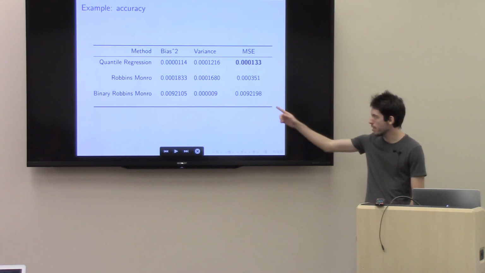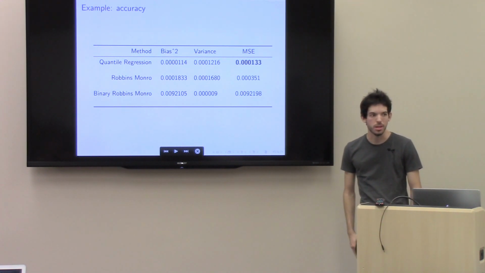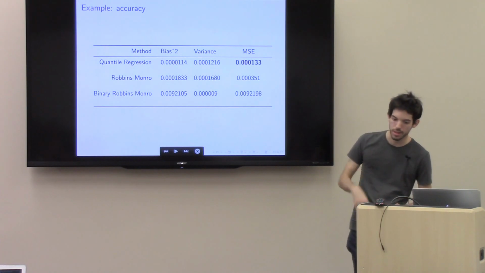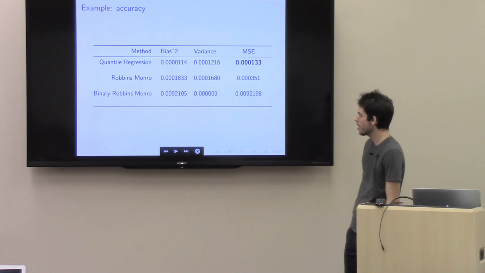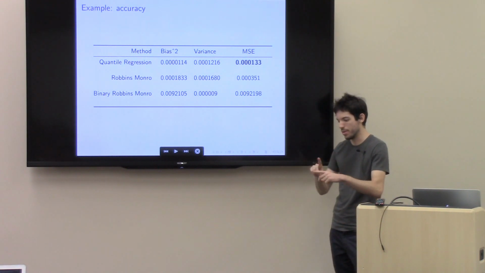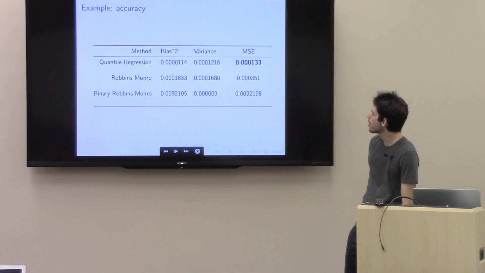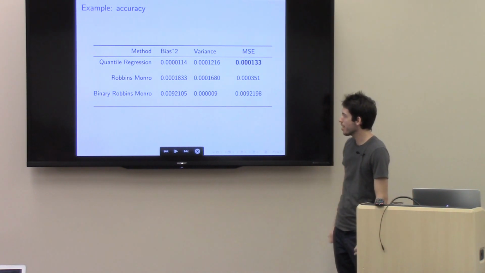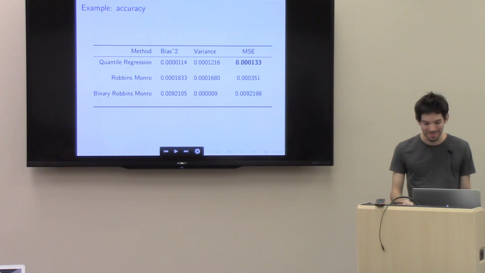Robbins-Monro and binary Robbins-Monro are 2 procedures for stochastic search. Instead of sampling at each point and using all of this information to find the best fitting line, they search for the endpoint, which moves according to the last sampled point. So as you can see, quantile regression does better than the other methods.